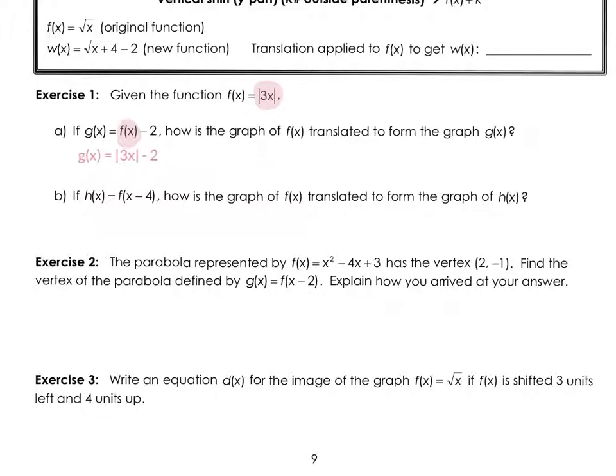So what happened to this? We look, it's an outside number that's changing, so it's translated down 2. So that's what that tells us, because that minus 2 was an outside number here.